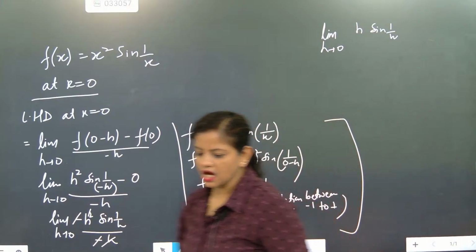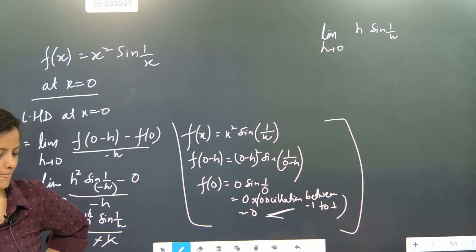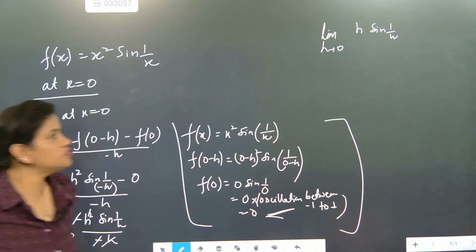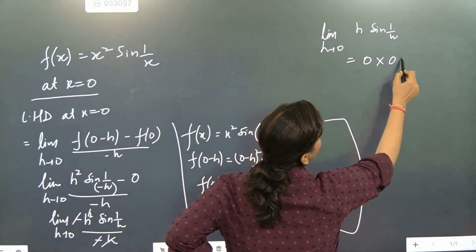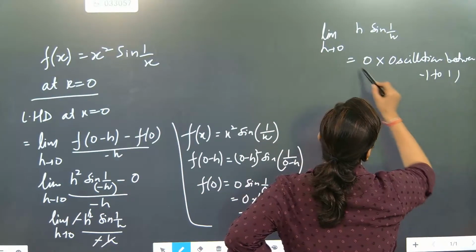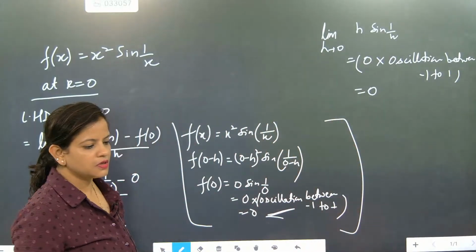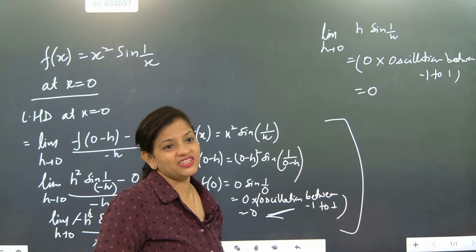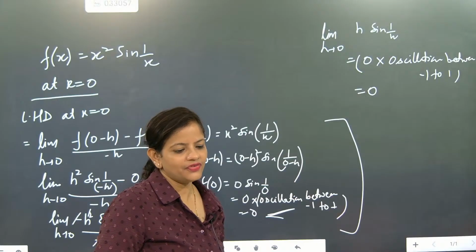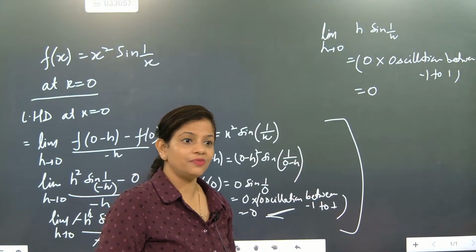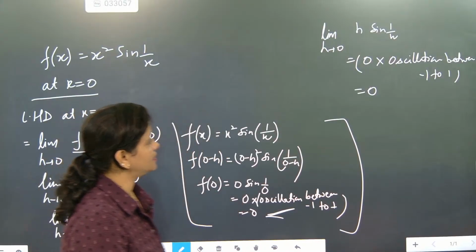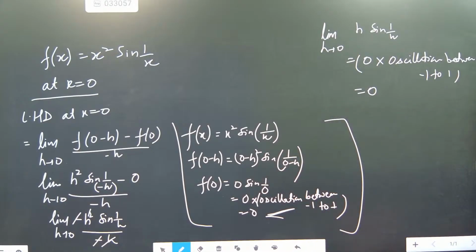Then just check one last short bit. h is coming, 1 by h is there now. So here it will become, as I told you, 0 into oscillation between minus 1 to plus 1. So the answer is coming as 0. But it is 1 by h, and that will become big. After class I will tell you. h means h only, 1 by h will change. Understood?